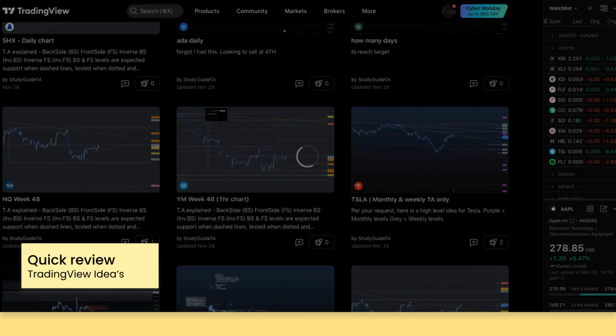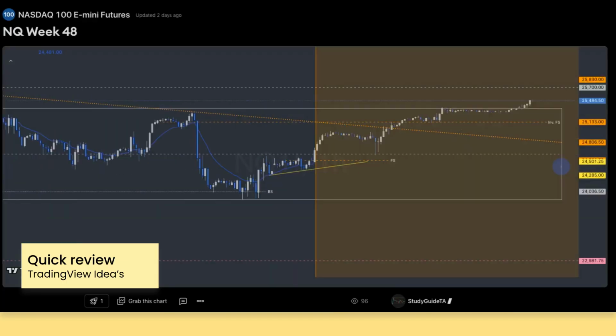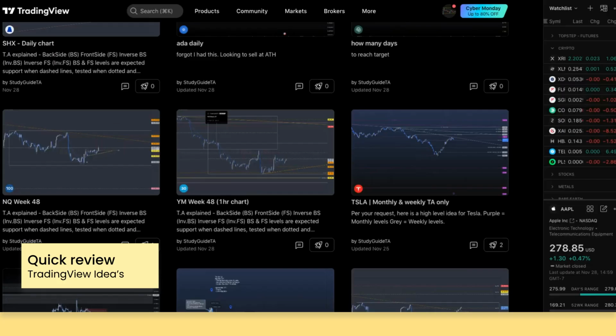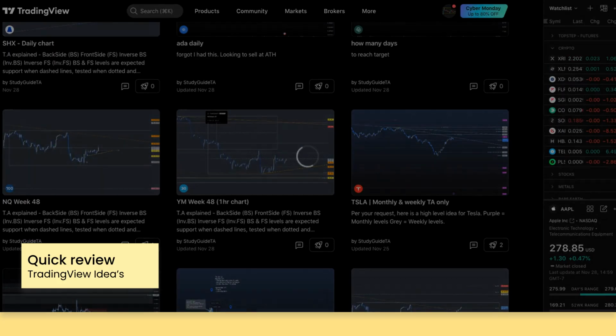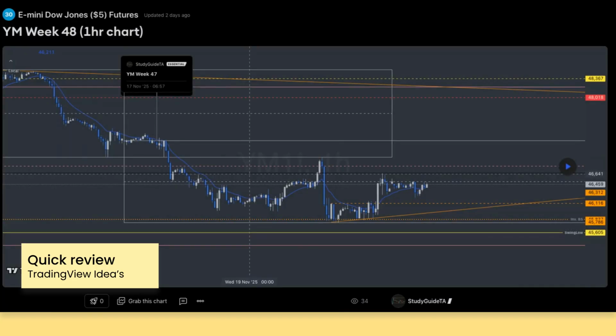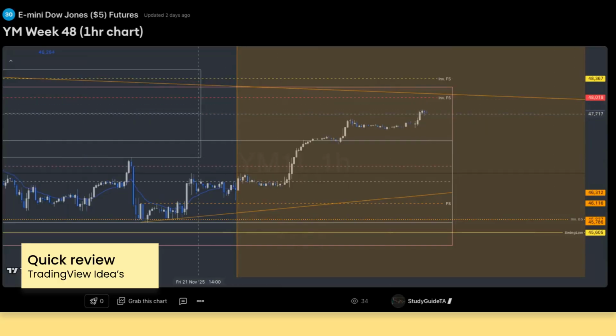Let's go to NASDAQ. This is week 48. There's NASDAQ, NQ. And now we've got the Dow Jones YM 1 hour chart. Previous week median range was tested.